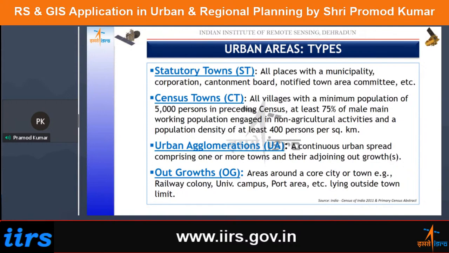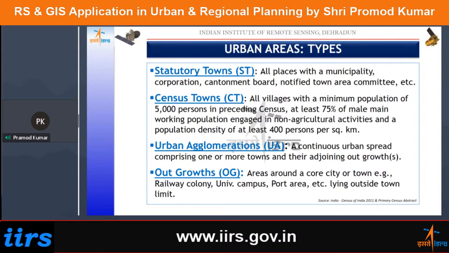We have previously seen the census towns, where all 3 criteria are met: a minimum population of 5,000 as per the census data, 75% of the male working population engaged in non-agriculture pursuits, and a population density of at least 400 persons per square kilometer. With all criteria met, they are called census towns, as we have seen in the previous slide. And this is how the urban areas are classified into 4 categories.